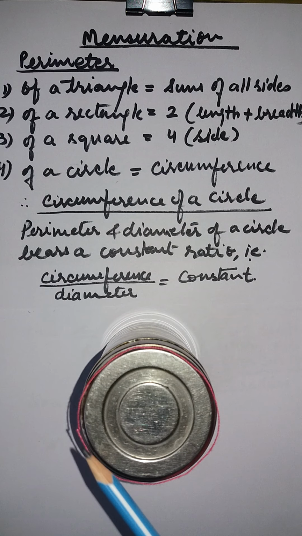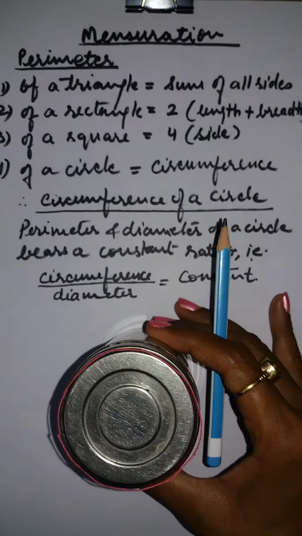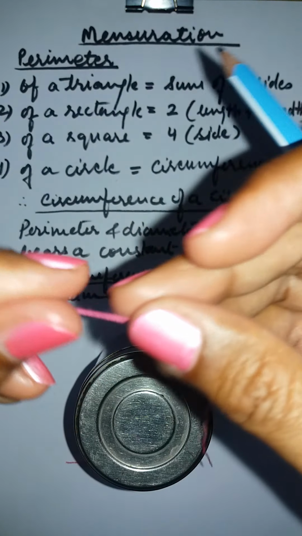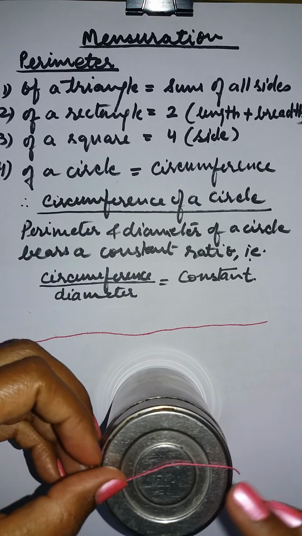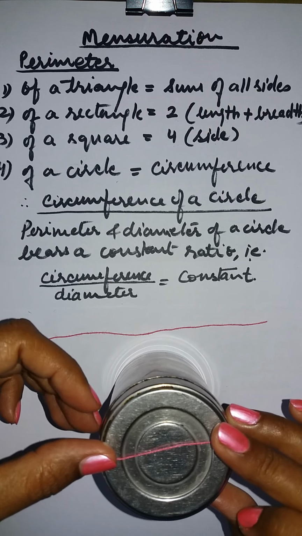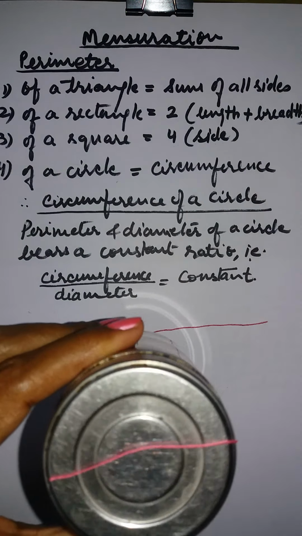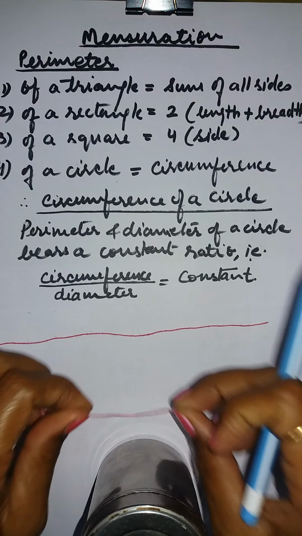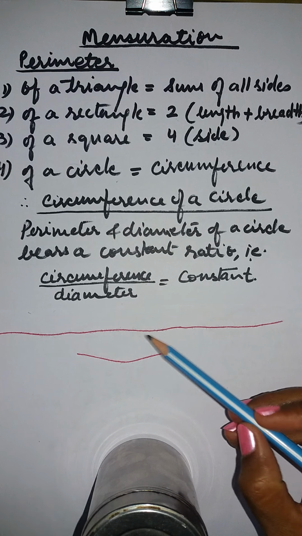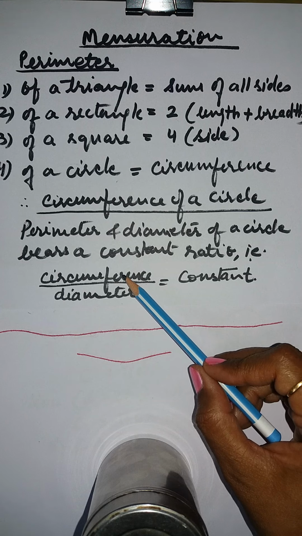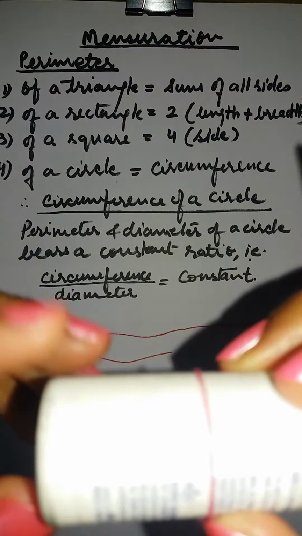Taking the circumference of this container and the diameter of this container. When we measure the lengths of these two, it always come constant. Circumference and diameter of this. Let us take one more example.